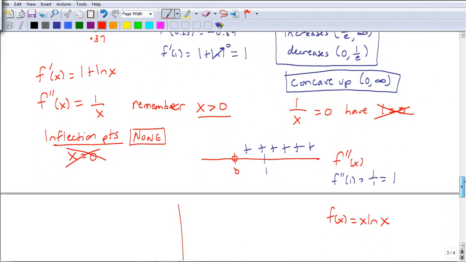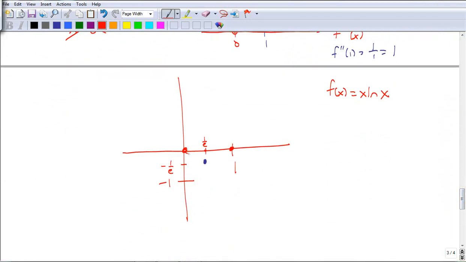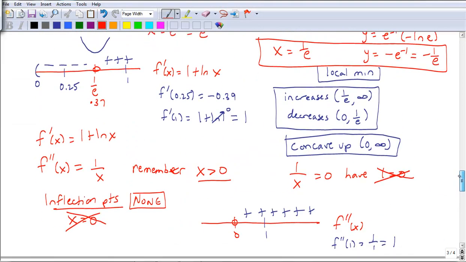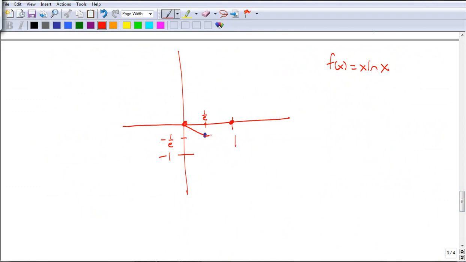But if I've given you that, you can draw the rest of the graph because you know it decreases from 0 to 1 over e. So it's got to be getting smaller. But then from 1 over e to infinity, it has to increase, and it has to pass this 1, 0 point. So there's a graph of our f of x. Notice that's a local min where that critical point is. This graph is decreasing and increasing. The whole time, the graph has a concave up shape to it. So we were correct in our second derivative.